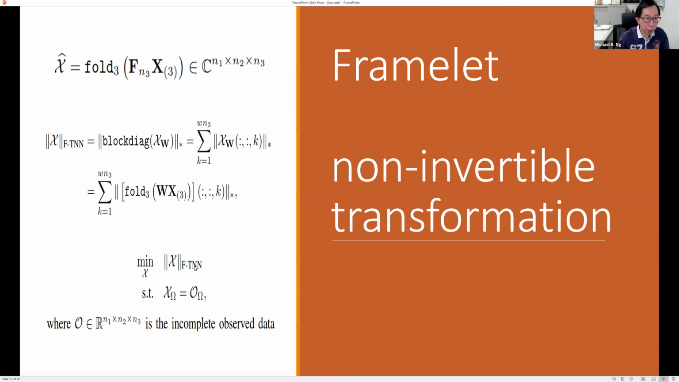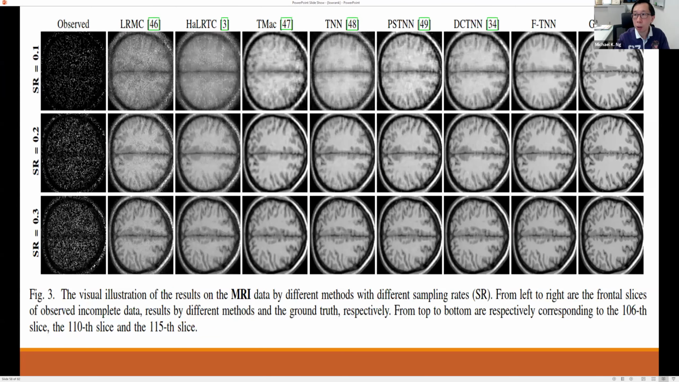Then we define the so-called framelet tensor nuclear norm, and then solve this optimization problem. So somehow that means the unitary is not necessary. You can use the optimization trick to help you avoid involving this invertible transformation. So this is the trick, and I'll just show you again by different methods, and then this is the ground truth.